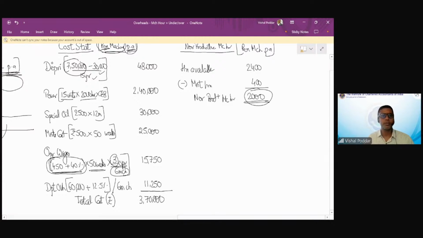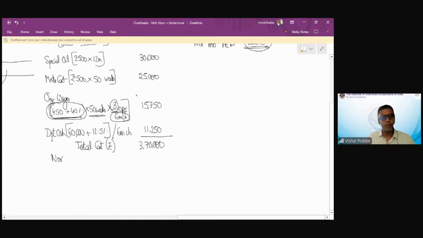Now once I've got cost, I will divide it by my machine hours, which is 2,000. So my normal productive machine hours is 2,000 hours. When I divide this, I will get my per hour rate, which is called the machine hour rate, which will be this, in rupees divided by this. So my rate for this particular machine is coming as rupees 185 per machine per hour.